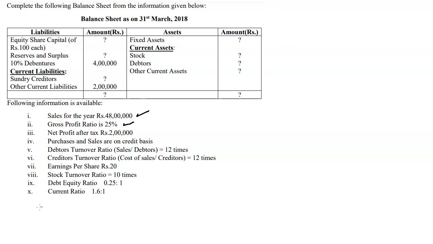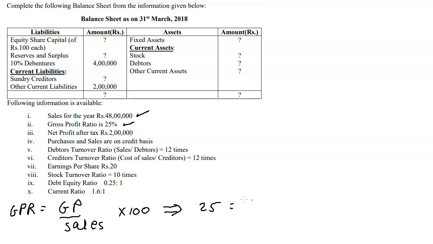Now, you need to remember that gross profit ratio is equal to gross profit upon sales into 100. And that means we have gross profit ratio as 25, which is equal to gross profit, which I don't know, upon sales, which I do know, into 100.